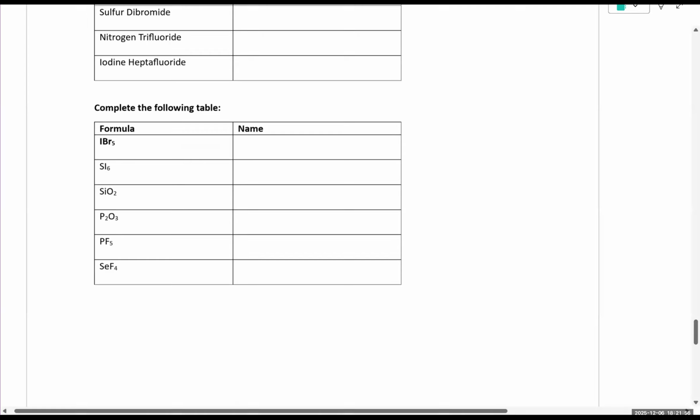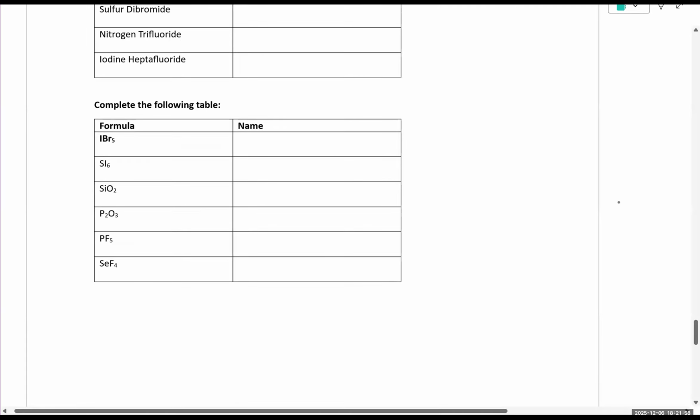Let's look at the next table. So IBr5. We're asked to name this compound. First, we write the name of our first element, which would be iodine. Because it's the first element, we don't need a prefix if we just have one of the first element. Because there's just one iodine, we name it as iodine. We don't have to do monoiodine or anything of that nature.